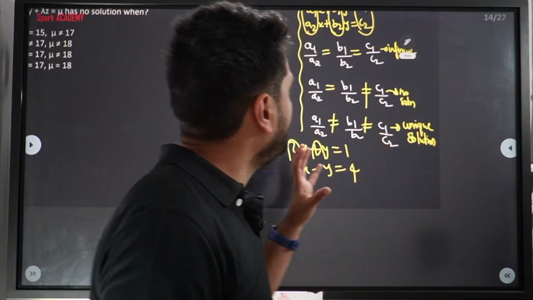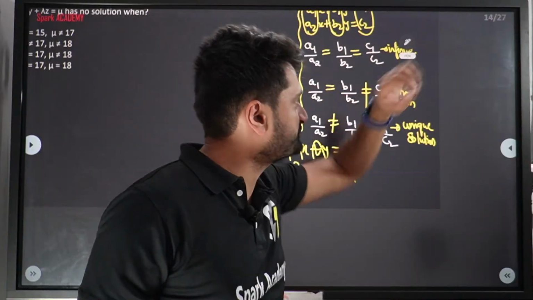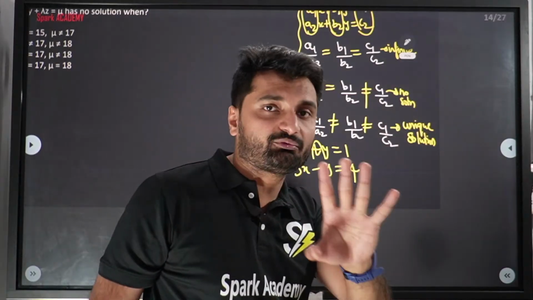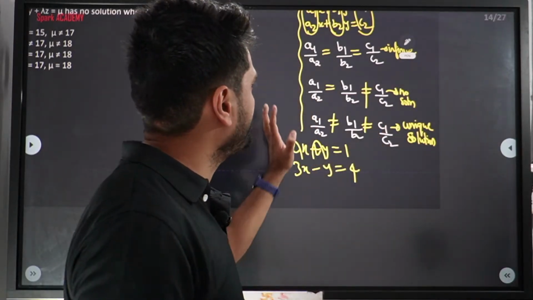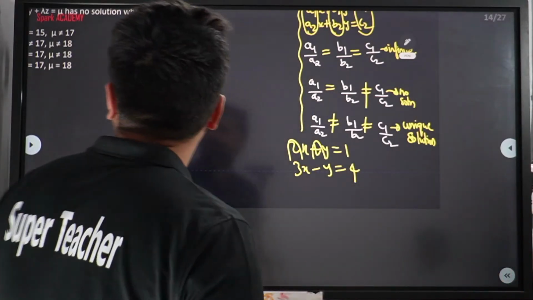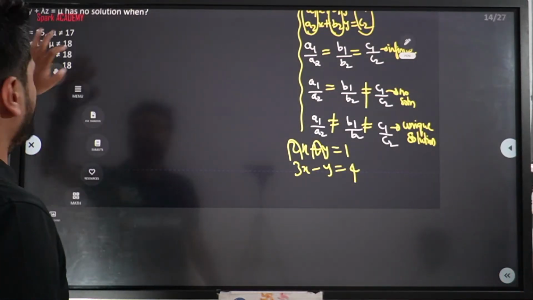If they say infinite, then all the coefficients should be equal. If they say no solution, the left hand side coefficients should be equal but not the right hand side. And if they say unique, the left hand side shouldn't be equal to the right hand side at all. So on this basis, let's try to solve some problems.